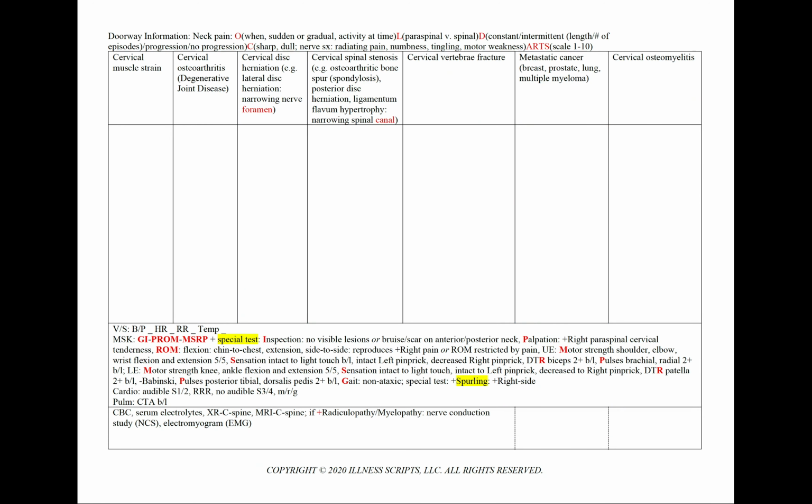For a case of neck pain, using our mnemonic OLD CARTS, we'll note the onset. When did your pain begin? Did it come on suddenly, or was it more gradual? And do you remember what you were doing at the time?